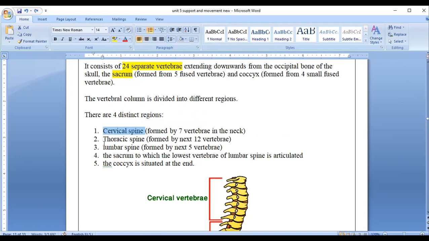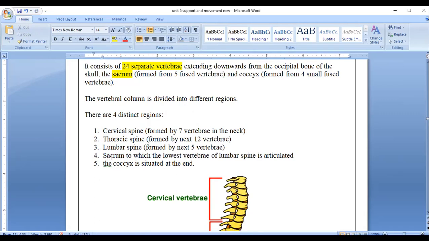Cervical spine or cervical region. Thoracic spine or thoracic region. Lumbar spine or what is it? Lumbar region. Sacrum or sacral region. Clear? Yes, sir. Coccyx is a very small part, so it's not considered a region. So region wise, how many regions are there? 4 regions. Cervical spine, thoracic spine, lumbar spine, and sacrum.